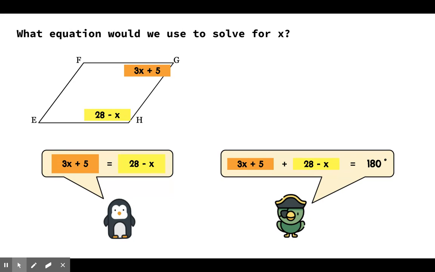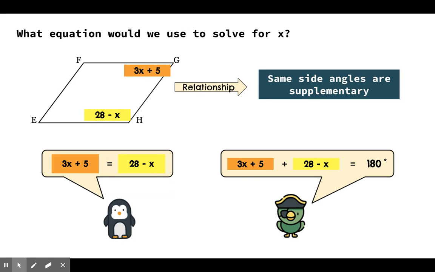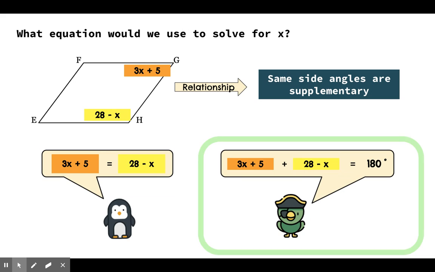Okay, so thinking of what the relationship is between angle G and angle H, take a moment and pause the video if you want to take a guess. But when we're looking at the relationship, we see that they're on the same side of the parallelogram and therefore are supplementary. Okay, so thinking of which equation represents a supplementary relationship, when we have two things that add up to 180 degrees.